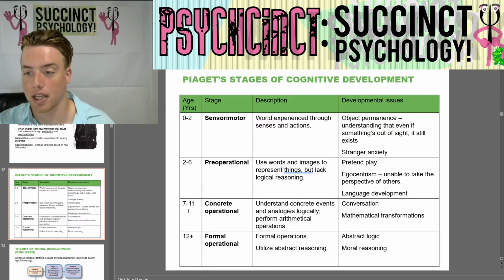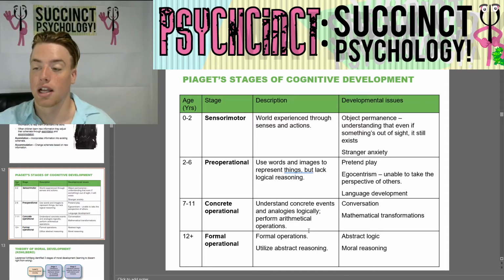Stage 3, we have age 7 to 11, the concrete operational stage, and you understand concrete events and analogies logically, and you perform arithmetical operations. Now, issues are conservation and mathematical transformations. And finally, we have the formal operational stage at age 12 and up. You can utilize abstract thinking, and some issues include abstract logic and moral reasoning.